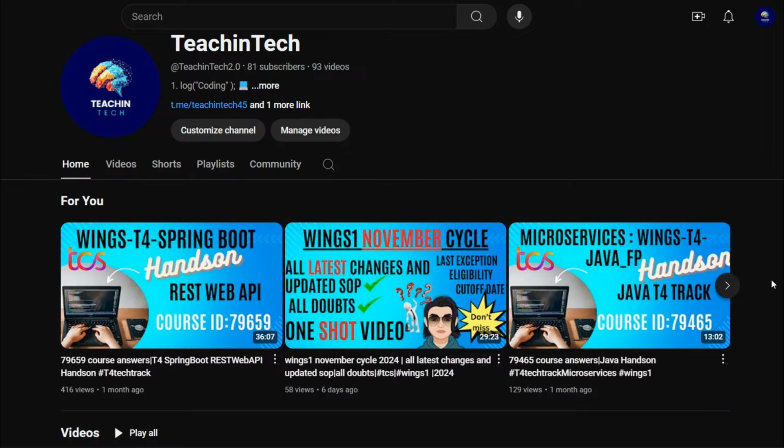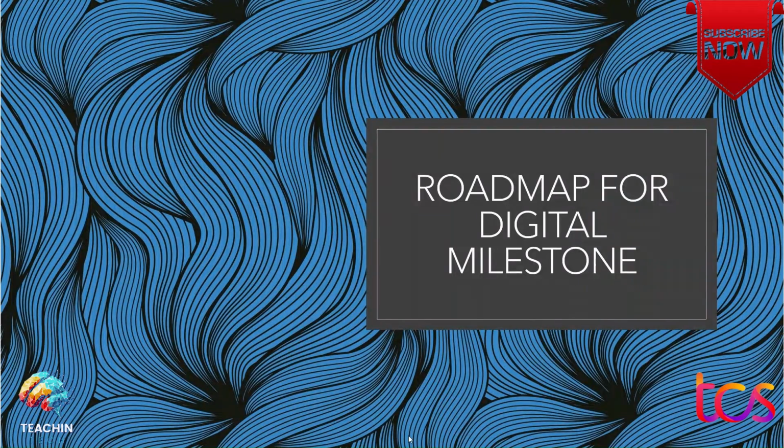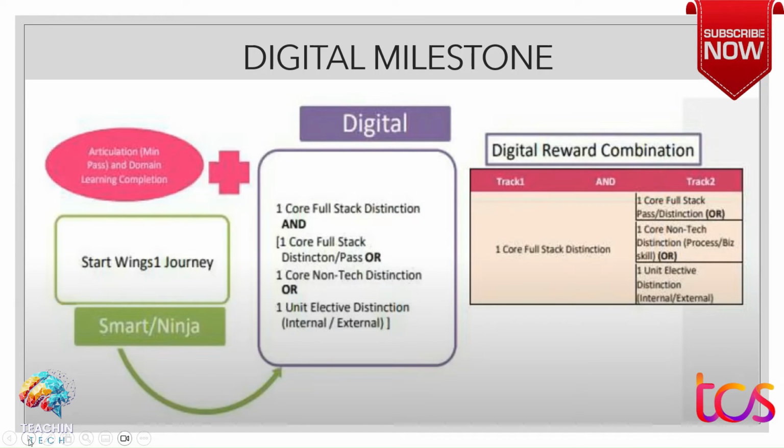I'm sure that in the next video I'll try to do the innovator milestone as well. So let us dive into this video. In this video we're going to see the roadmap for becoming a digital associate. My target is to explain clearly in less time so that you get a lot of knowledge from this. This entire picture shows how to become a digital associate from a ninja or smart associate. So let us see what you should do.